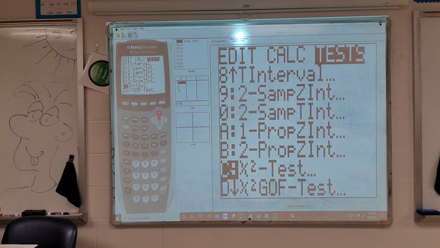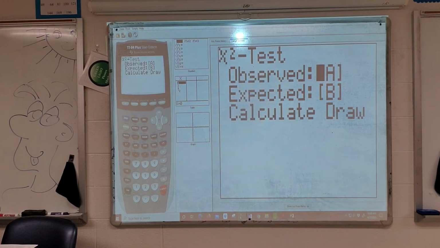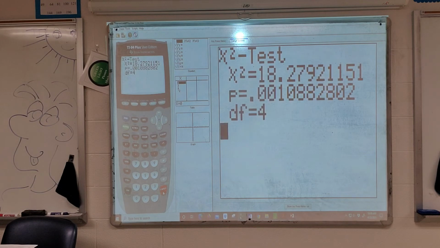We're going to go to chi-squared test, which is letter C. It's automatically going to have the observed as A and the expected as B, but if for some reason you wanted to use C and D or reverse it, you could change it. But I would suggest you put the observed in as A and the expected in as B and just leave it. You're going to go down to calculate, and we're going to hit enter. Boom.